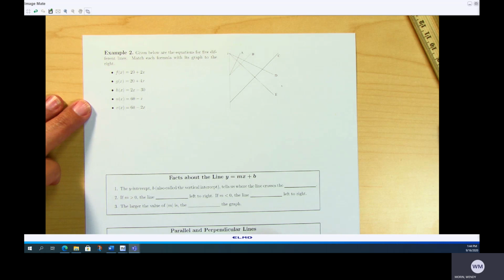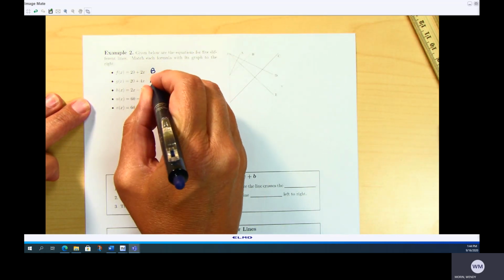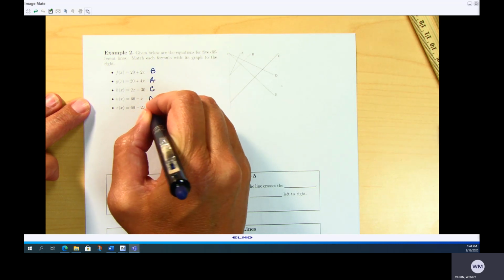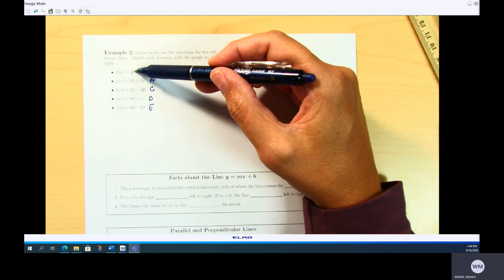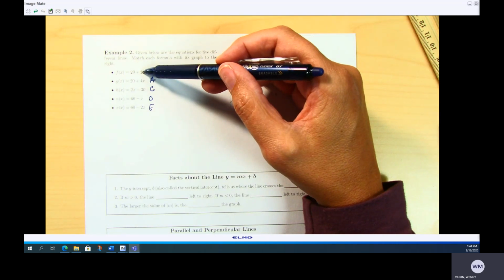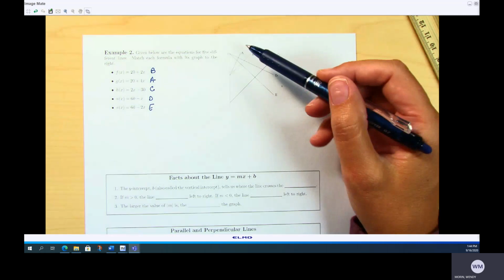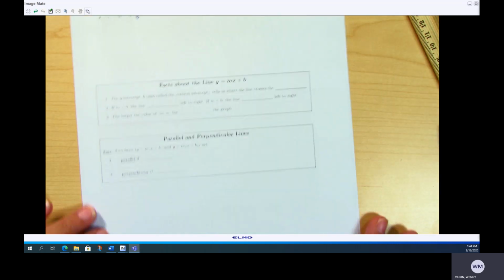All right, let's see how you did. B, A, C, D, and E. Y-intercept, slope. Y-intercept, slope. So how do we know which one is slope of 2 and which one is slope of 4? Well, let's take a look at these facts here.